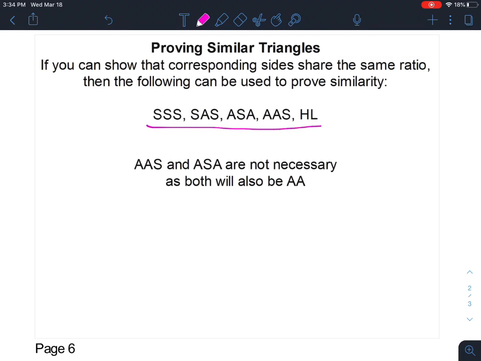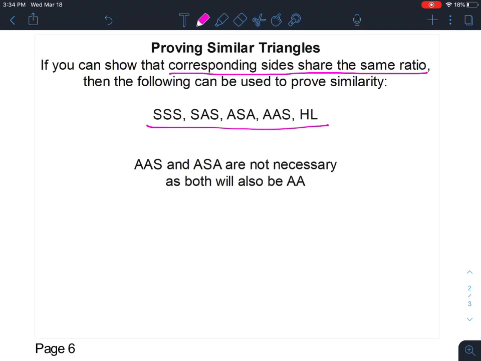Just as a note as well, if we need to prove that triangles are similar, all 5 of these that we used before for congruent triangles can still be used for similar triangles. We just need to show that corresponding sides will have the same ratio. And I'll demonstrate that in a second.